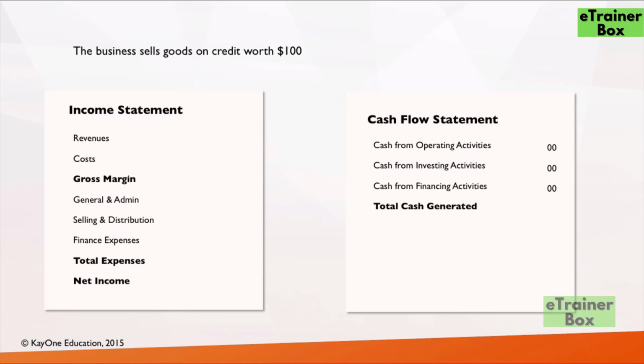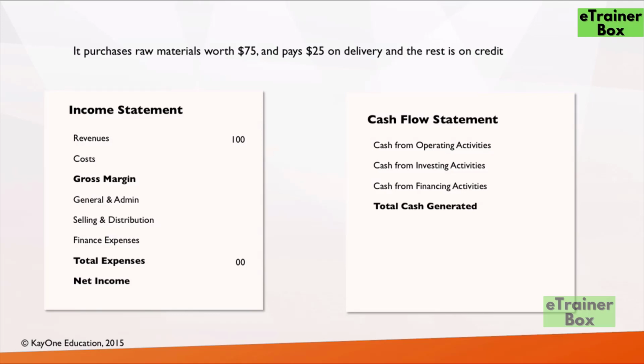Assume that the business sells goods on credit worth $100. Now, as per the accrual concept, this is recognized as a sale on the date of the transaction. So in the income statement, you have $100 in revenue. There are no other transactions, and therefore the net income is $100. At the same time, the cash flow statement is not affected because there is no cash inflow or outflow in this transaction.